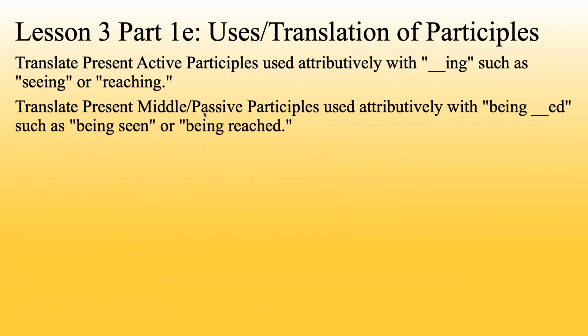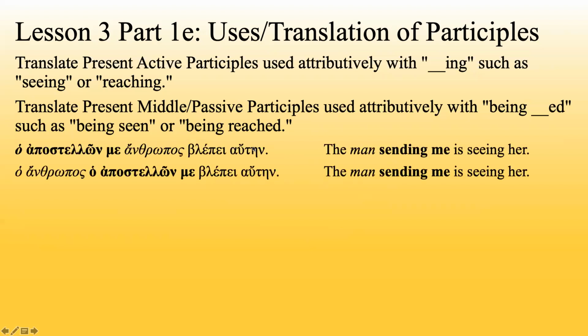And then when we've got passives going on, we really don't have middle participles. That's really not a thing. We're going to go ahead and parse them as middle passive, but we're never going to translate something as middle. Just don't worry about that. So we're going to translate it as passive. When it's passive, it needs a form of be before the verb. So being reached or being seen.